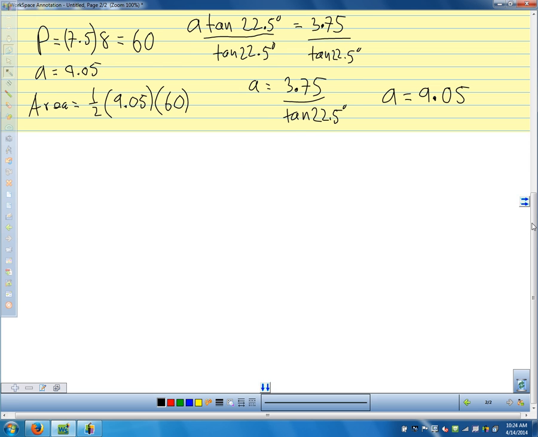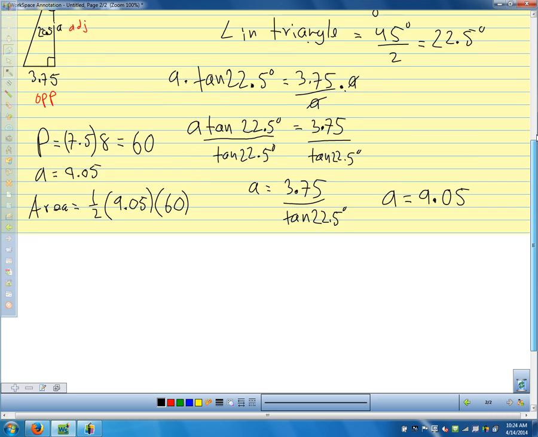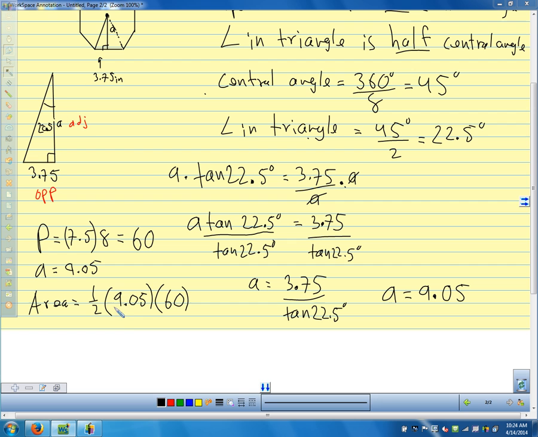Plug that into my calculator, and just a reminder, multiplying by 1/2 is the same as dividing by 2, or it's the same as multiplying by 0.5. I can do this any of those ways. Plug that into my calculator, and I get the area equals 271.5 square units.